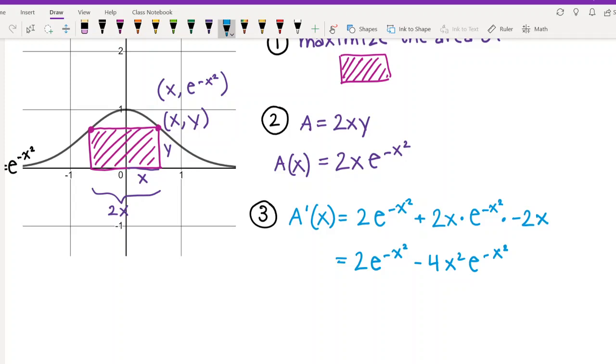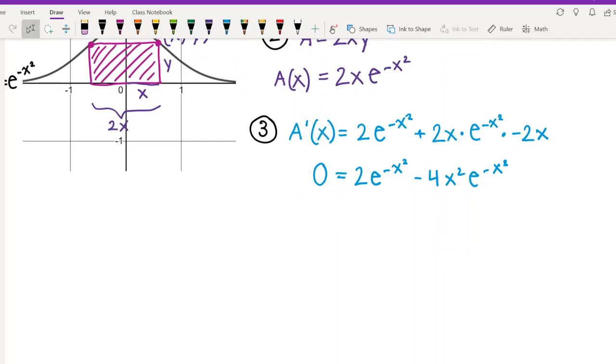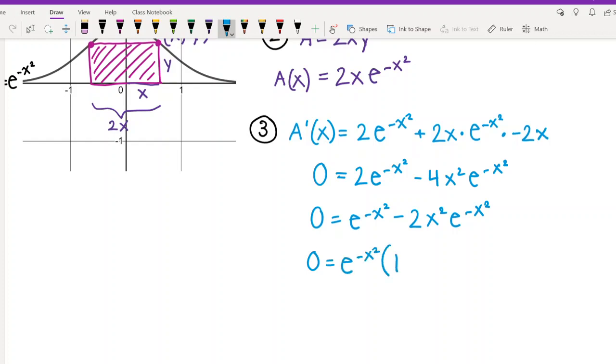Okay, so now we're going to set this equal to 0, right? Because we're trying to find the critical numbers of this function that we're trying to maximize. So we can factor out 2e to the negative x squared from both, right? Or we could even maybe start by dividing everything by 2. So if we divide everything by 2, we're left with this. And now we can factor out e to the negative x squared. So we're left with, if we do that, 1 minus 2x squared.